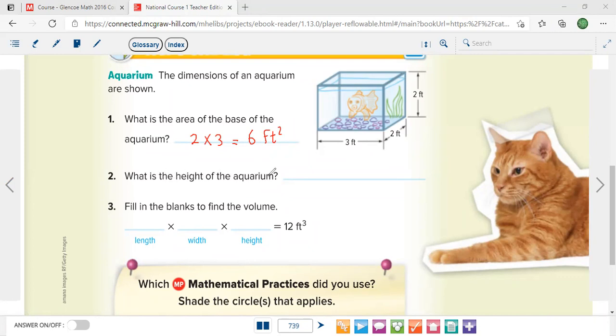What is the height of the aquarium? The height is 2 feet. Fill in the blanks to find the volume. Volume means how many cubic feet the aquarium can contain. How many cubic units can fit inside this aquarium? It's length times width times height. So we can say 2 times 3 times another 2, and this really will give you 12 feet cubed.